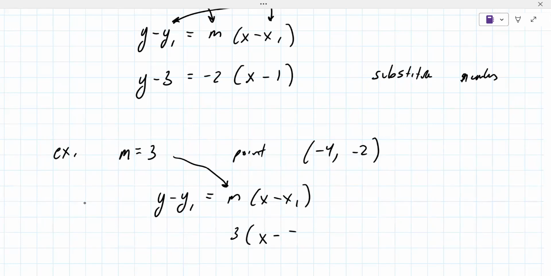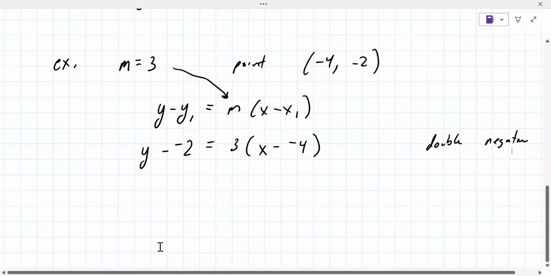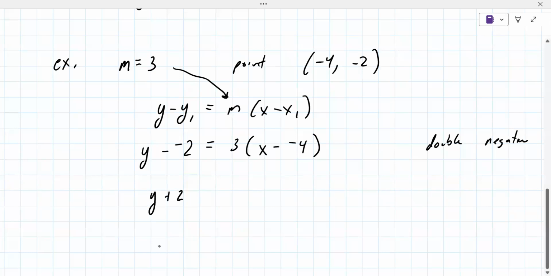X minus -4, okay? Y minus -2. So whenever you see a double negative, what do you think you have to do? You have to put, and there you go, into positive. Makes it positive, okay? So what you have to do here is rewrite it with that, okay? If there's a double negative, okay? And you're done. You're done. Like right here, you're done. There's nothing else to do.